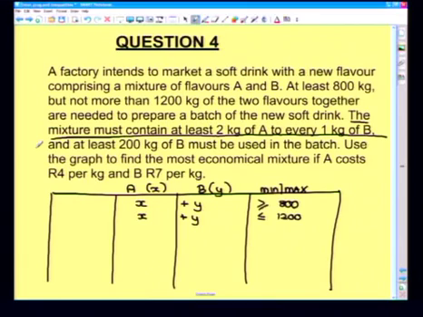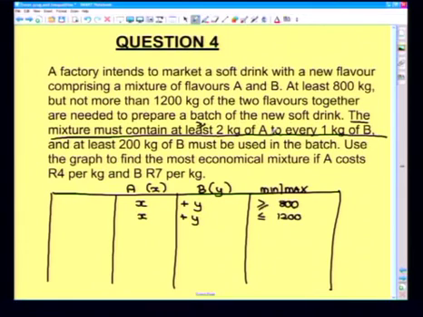So let's have a look here. The mixture must contain at least. Now what does at least mean? I tell you, you must study at least 4 hours a day. That means more than 4. So it's a greater than or equal to sign. 2 kilograms of A to every 1 kilogram of B. So A over B, at least we have decided it must be 2 is to 1. So that's what I meant about taking the words and putting them into fractions.